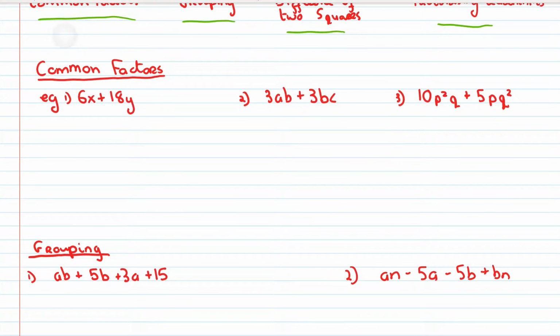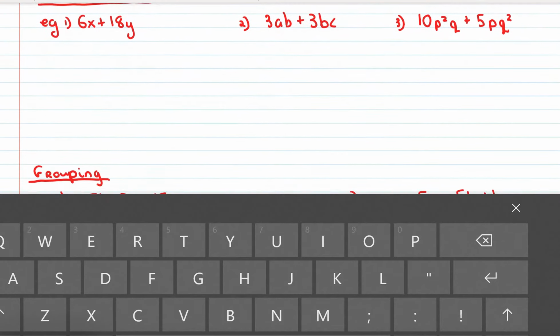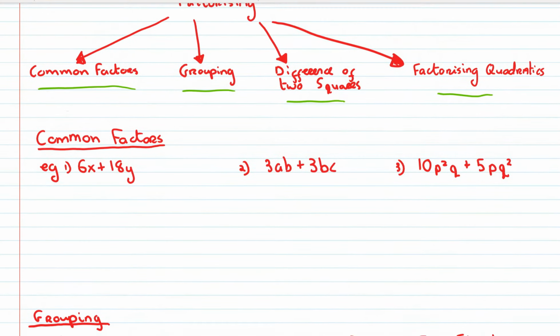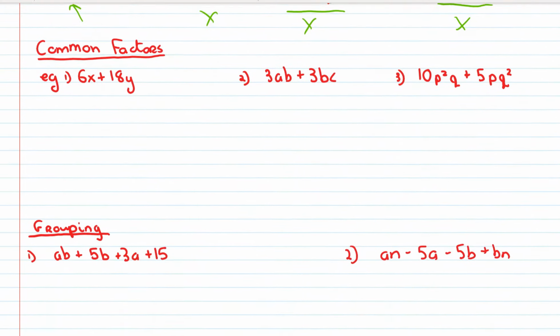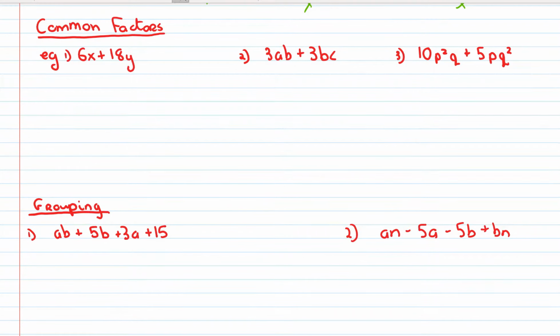With the common factors method, what I would suggest is, if none of these other methods are possible, then use the common factors method. That's the way I usually look at it. So I'm going to take you through the common factors method first. It is what it says it is: you take out a common factor, something that goes into both.